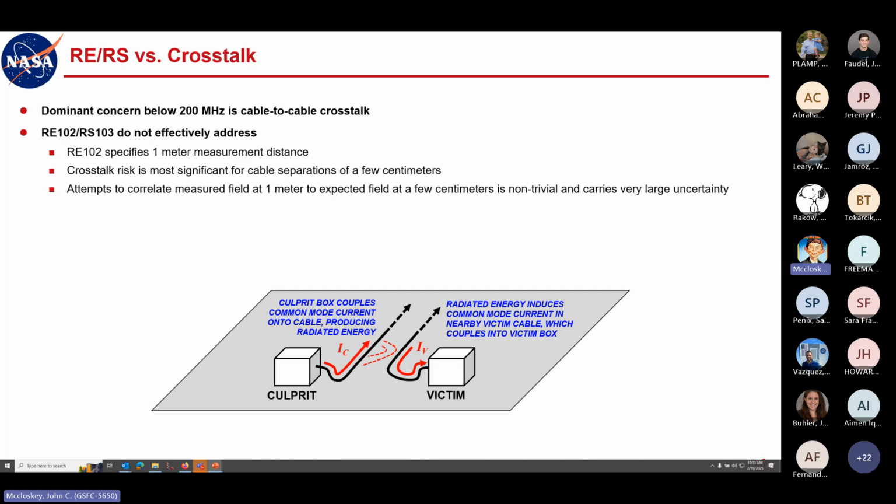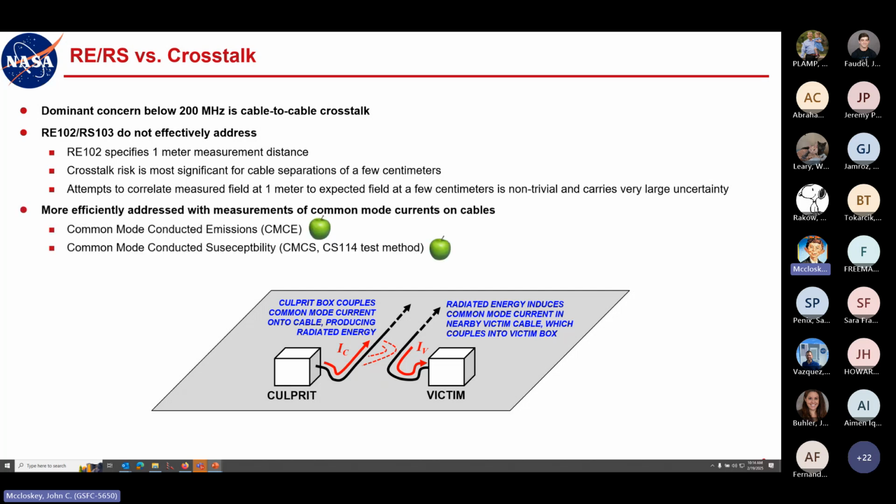Well, of course not. So whenever somebody makes an RE102 measurement at 1 meter and then tries to correlate that to a field for a box or a cable that's significantly closer than that, that is not a reliable analysis, and that should not be taken seriously. So this sort of thing is much more efficiently addressed with direct measurements of common mode currents on cables. So we can measure the emissions and we can characterize the susceptibility, and now we're dealing with apples to apples.